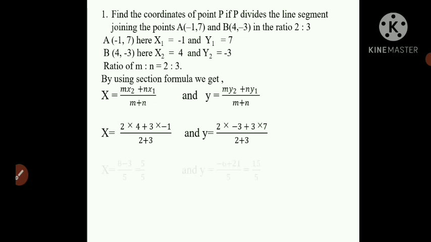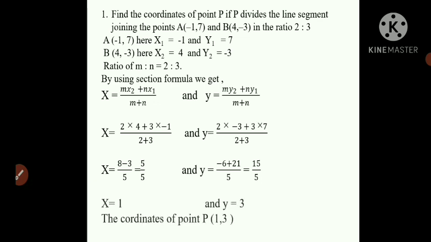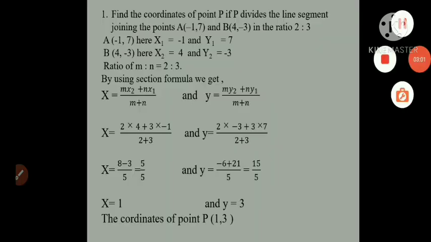So we will simplify. X equals 2 fours are 8 plus 3 into -1. So plus of minus is minus here, and 3 ones are 3, upon 2 plus 3 will be 5. So we get 5 upon 5. And for y, see, 2 threes are 6. As we have minus, 2 into -3 will be -6, plus 3 sevens are 21. -6 plus 21 is 15 upon 5. So when you divide this, x is 1, 5 divided by 5 will be 1, and y is 3. So the coordinates of point P are 1, 3.